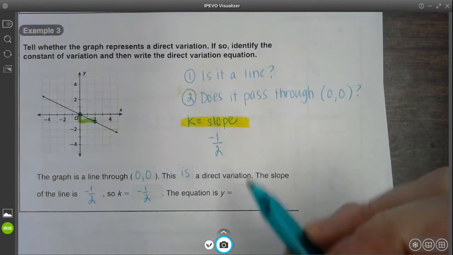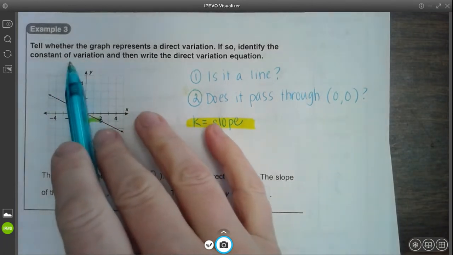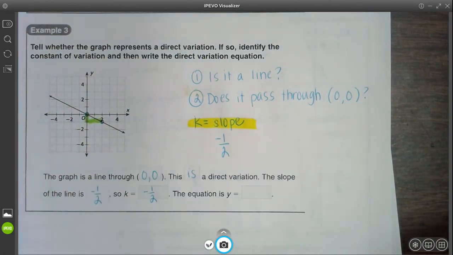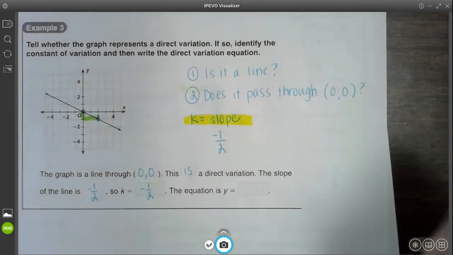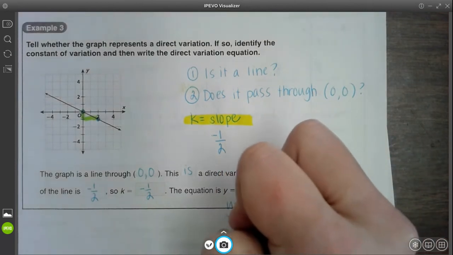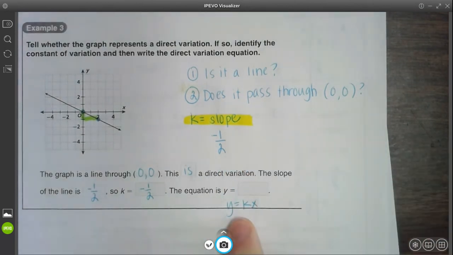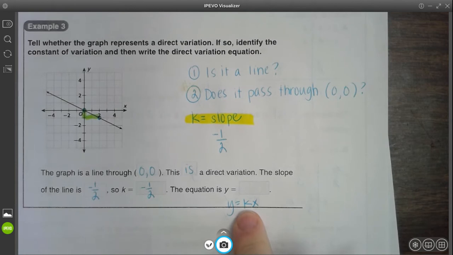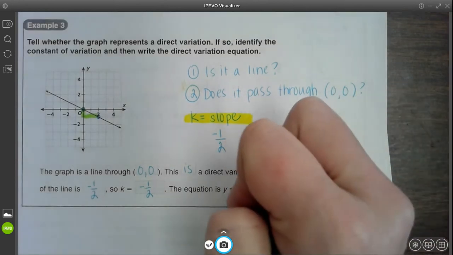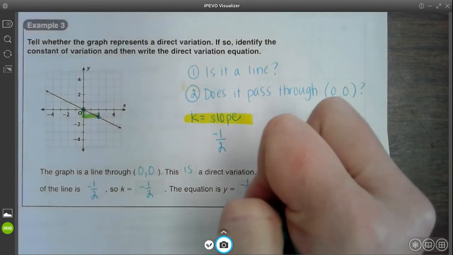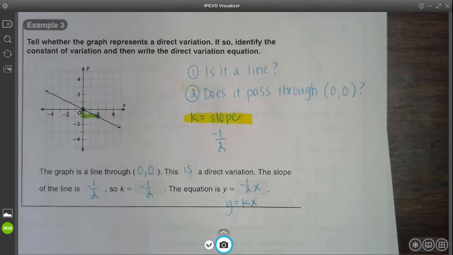So now to get the equation, we just found the constant of variation, and now we need to write the direct variation equation. The equation is in the form y equals k times x. All we have to do is rewrite y equals k times x, but replace the k with the k we found. So y equals negative 1/2 x is the equation of direct variation.